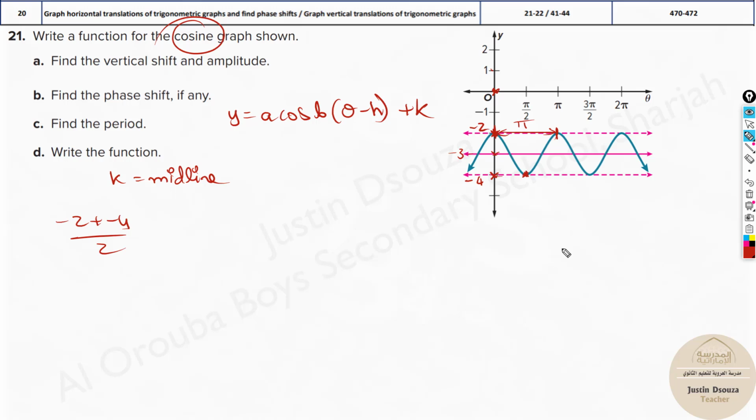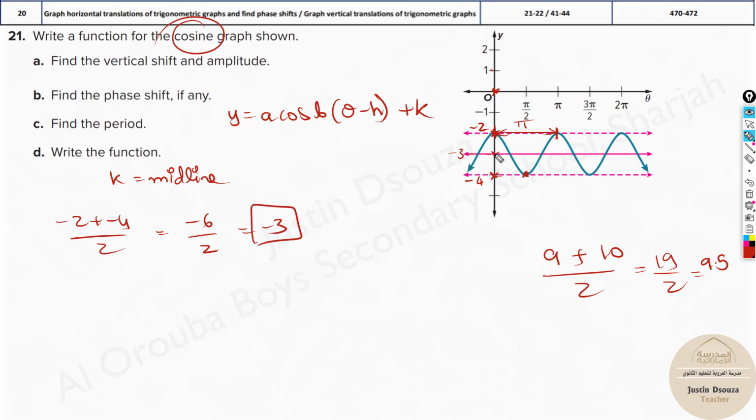Now imagine you have got a score of 9 and 10 in two exams. What is the average? You add them and divide by 2. It will be 19 by 2 or 9.5. That's what we are doing here as well. So it will be minus 6 by 2, that is minus 3. Yes, the midline is minus 3. Or you can even directly see it, but since it's in writing, that's why I'm emphasizing using the formulas over here.